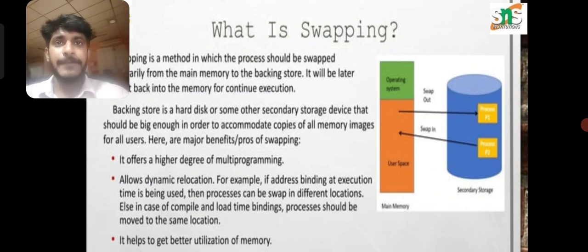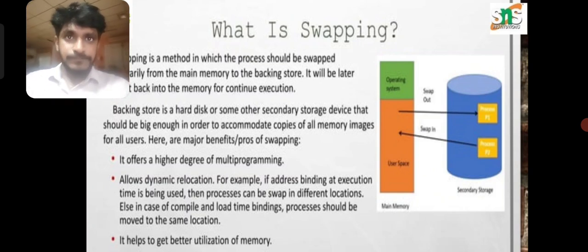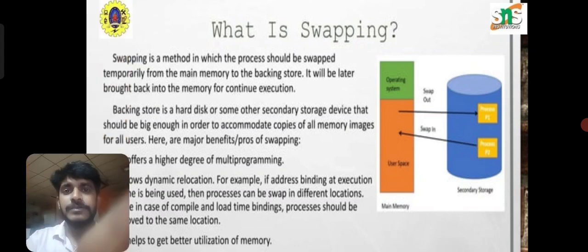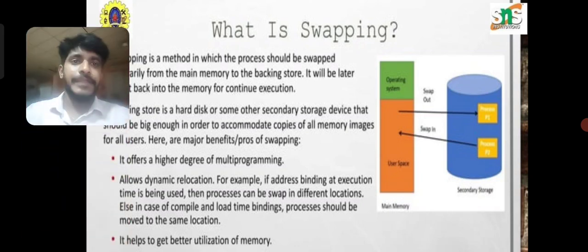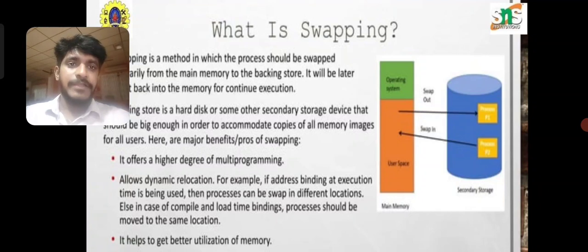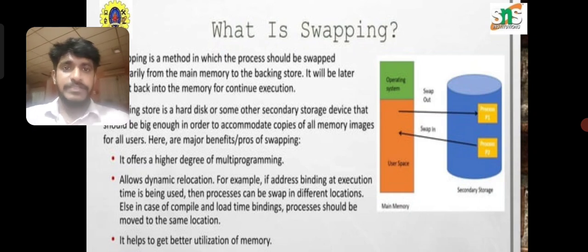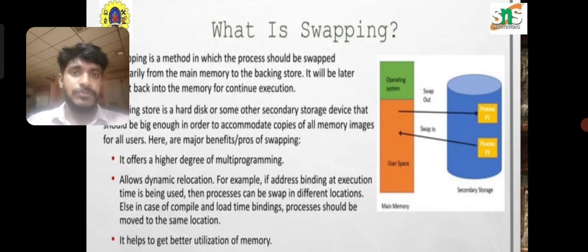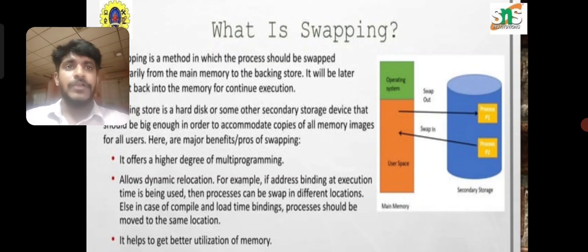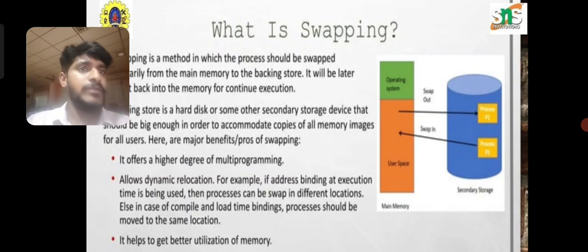Here are the major benefits, the pros of swapping. It offers a higher degree of multiprogramming and dynamic reallocation. For example, if address binding at execution time is being used, then the process can be swapped into different locations. In the case of compile-time and load-time binding, the process would be moved to the same locations. It helps us get better utilization of memory.